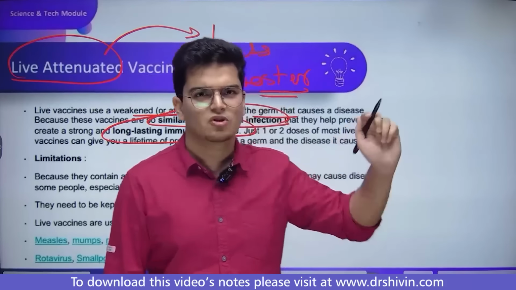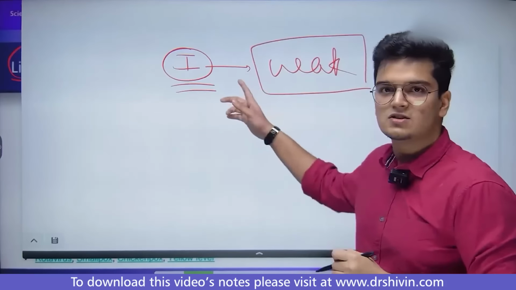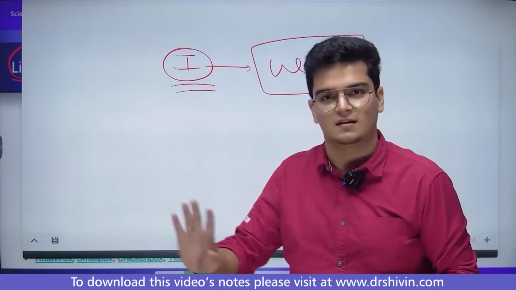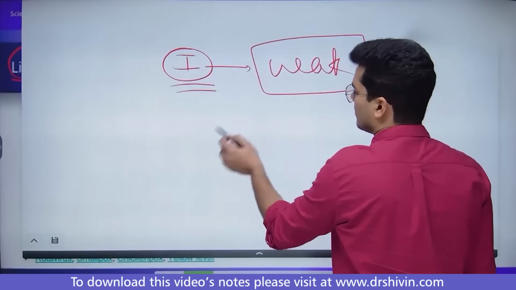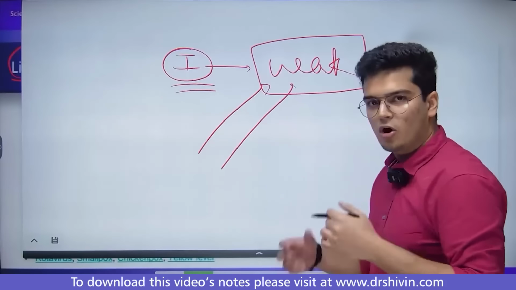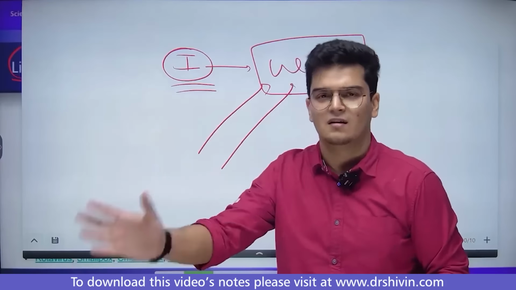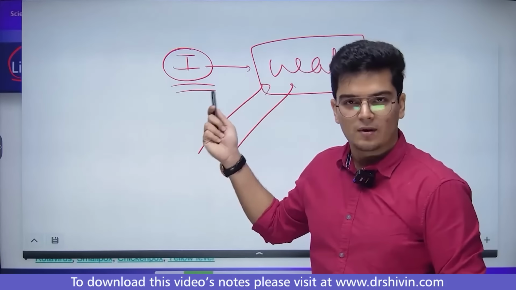The best answer is that there are some people whose immunity is very weak. Right? Their immunity is very weak. If your immunity is very weak, even if you are given a live but attenuated vaccine, you will not be able to tolerate it. Okay? You will not be able to tolerate it if your immune system is already very weak. It does not have the ability to even fight the weak pathogen. Then you will have a problem with live attenuated vaccines.